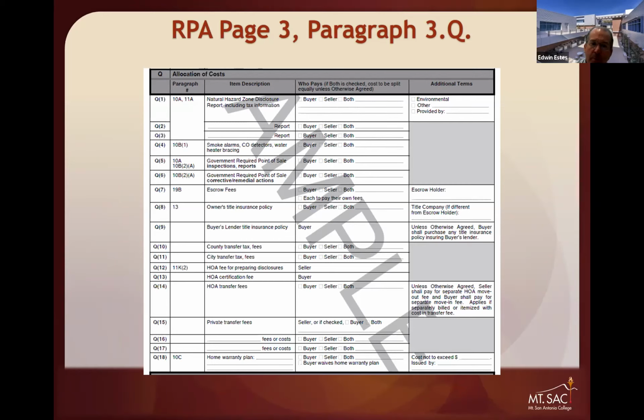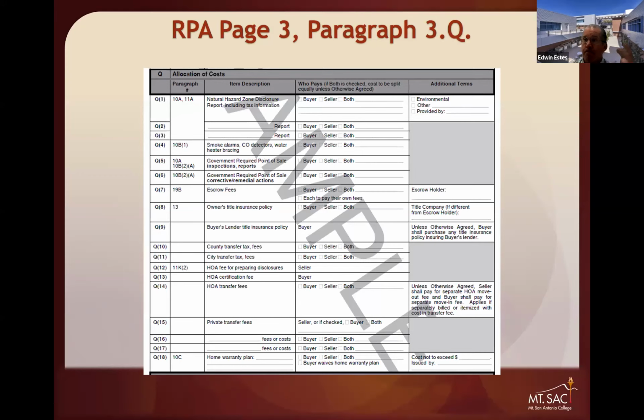HOA fee for preparing disclosures. So since the seller's required by statute to make the disclosures, the contract says the seller will pay the fees for the HOA to prepare those disclosures, like the CC&Rs. But the HOA certification fee, this is a fee that the HOA may charge because the lender wants a certification.